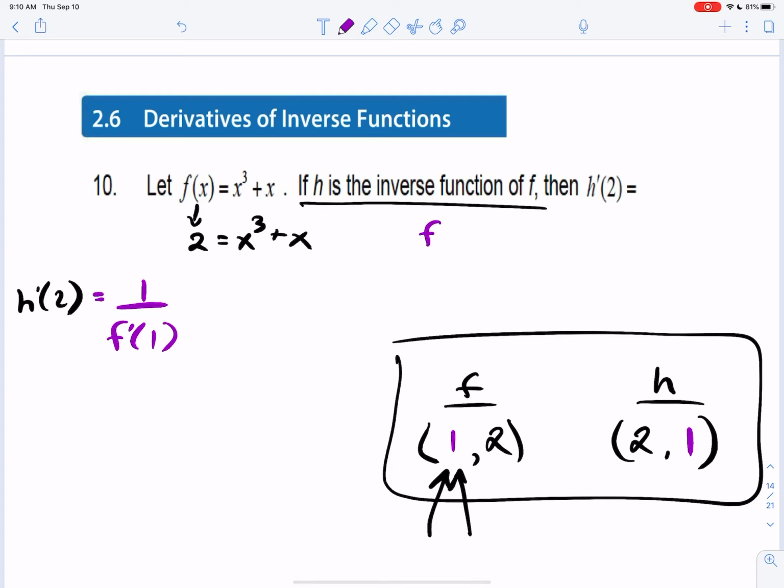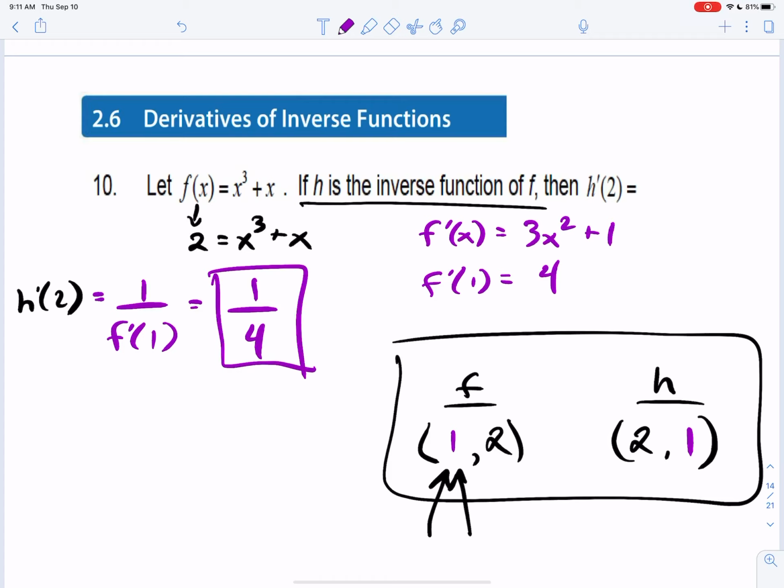So f prime of 1: first I have to figure out what f prime of x is. The derivative is just 3x squared plus 1. So f prime of 1 will just be 4. 1 squared is 1, times 3 is 3, plus 1 is 4. So the whole answer here is 1 over 4. All right, hopefully you got that.